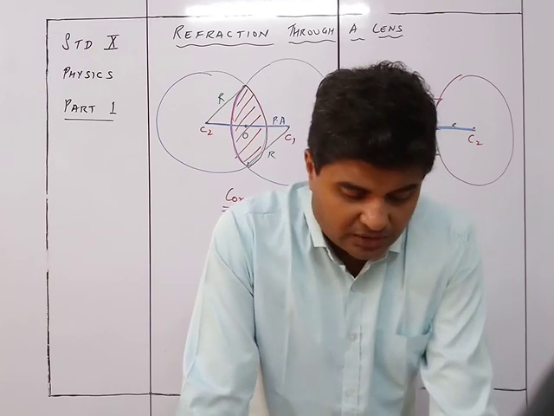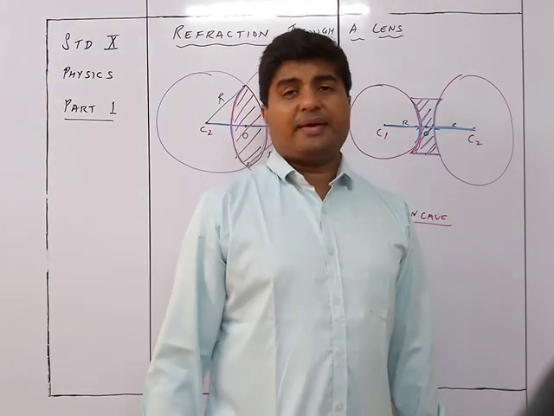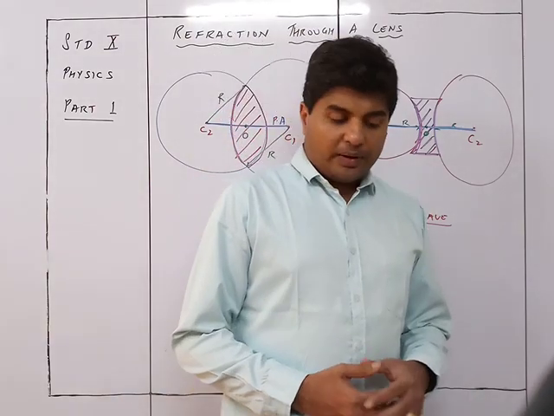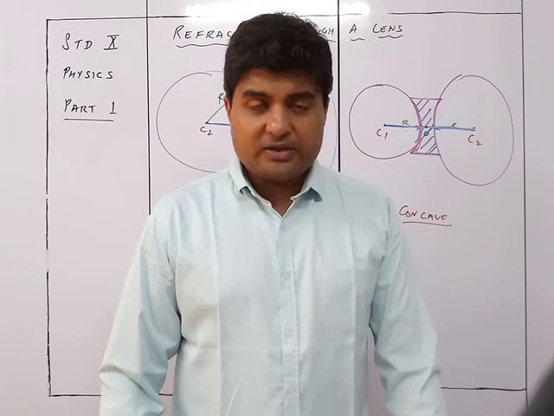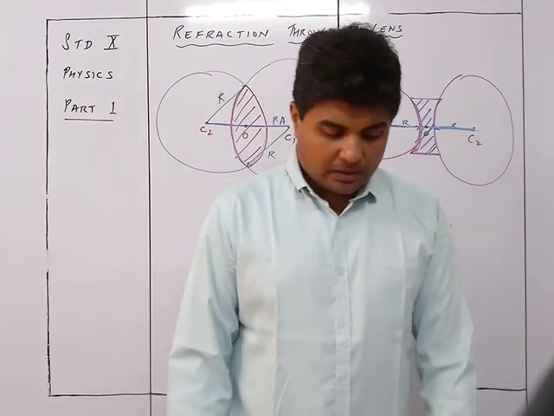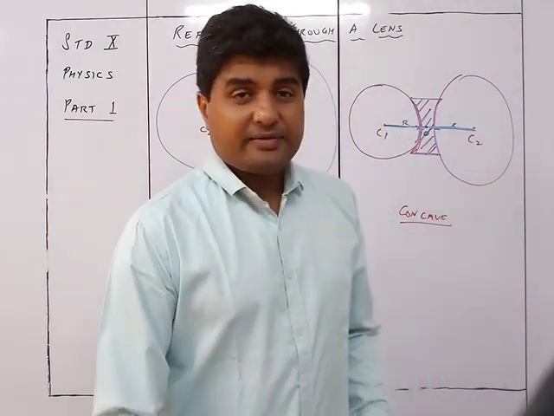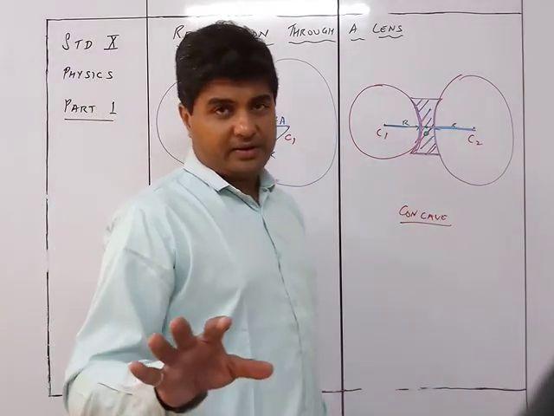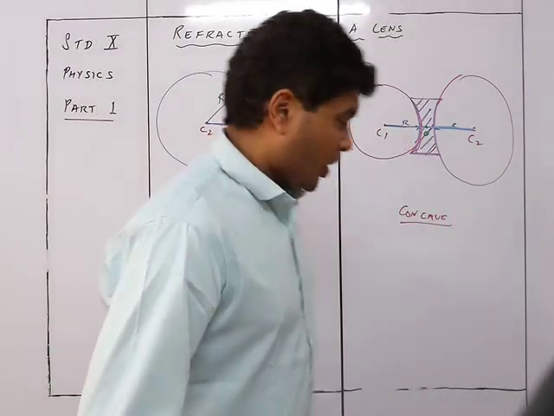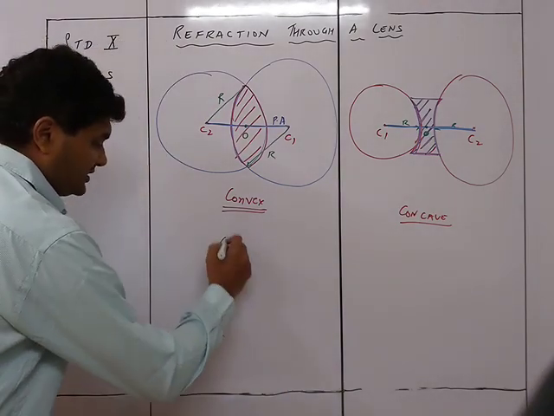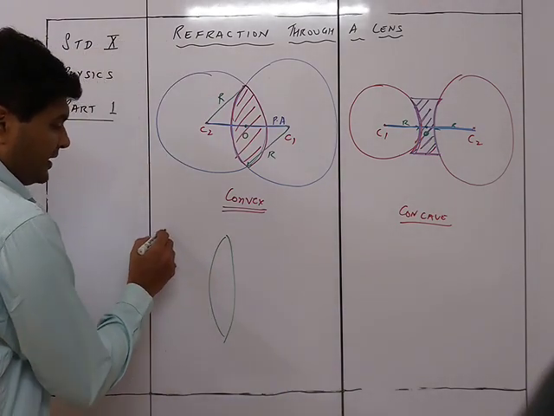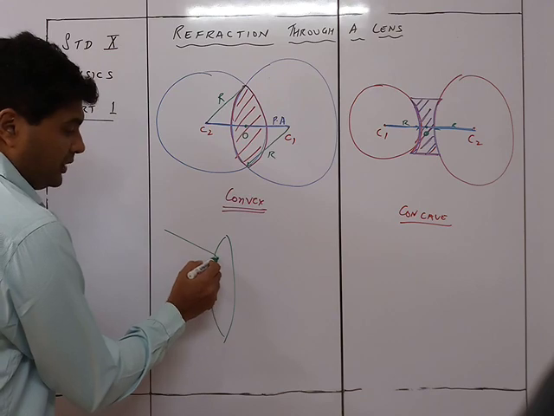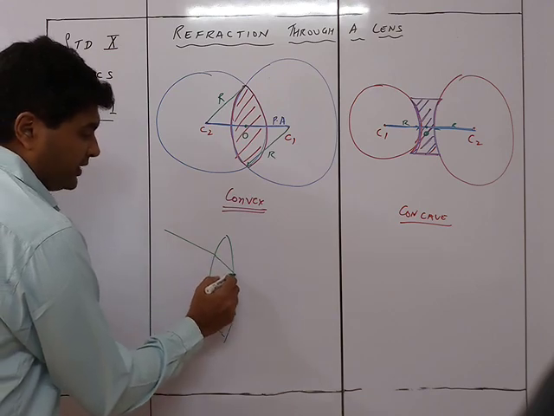Whenever a ray of light is passing through the optical center, we consider that it will go undeviated. Normally, when you are taking a lens, you first see a refraction as the ray enters, then another refraction as it leaves, and then it goes like this.